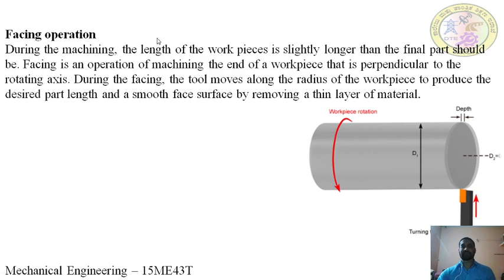Next is the facing operation. Facing is the operation of reducing the length of the workpiece by machining the ends of the workpiece. It is performed by a facing tool, moving the tool perpendicular to the axis of rotation. The tool will move like this, and it finishes and reduces the ends of the workpiece.